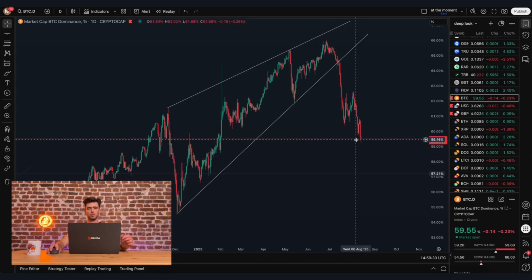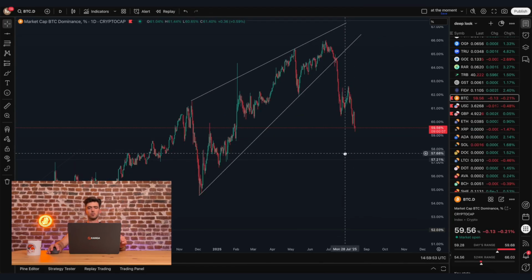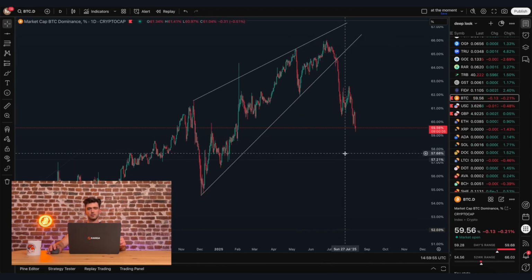As for the range, we measure it exactly the same way as with a triangle. In the case of the second bounce, we measure the height of this wedge. We are able to apply this height at the point where the breakout occurred. And based on this, we can determine the price target, or in this case, the dominance target to which Bitcoin may currently fall. Wedges are very clear formations and appear very frequently on charts.